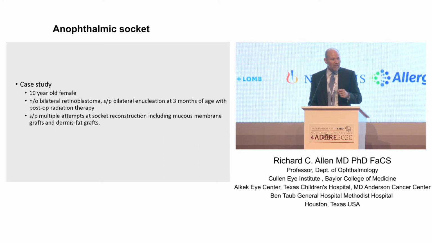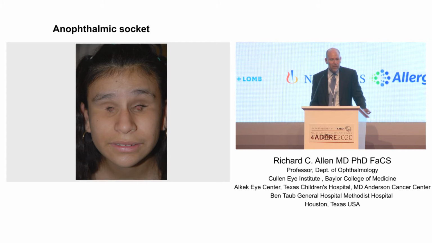So I'm just going to give you an example where we did heroic measures in order to try to expand the socket of this 10-year-old female. She had a history of retinoblastoma, history of bilateral enucleation, also had radiation therapy, status post multiple attempts to reconstruct the socket. So here she is, with pretty severely contracted bilateral sockets. The issue more than anything else is that because of her radiation, she has a poorly vascularized socket on each side. So somehow, we need to mobilize vascularized tissue into that socket so that our grafts can survive.